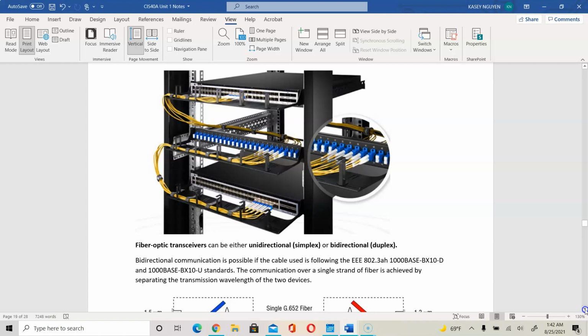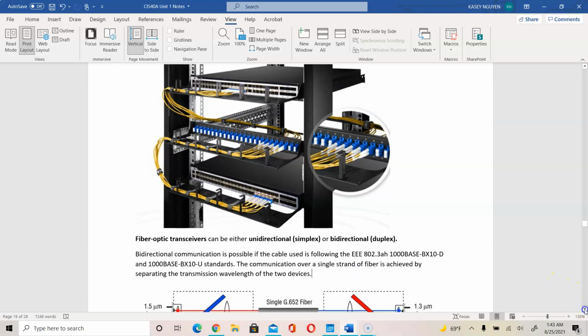So here's a picture of your fiber optic transceivers, and it can be unidirectional or bidirectional. Unidirectional, we call that a simplex, and bidirectional, we would refer to that as a duplex. So here it touches on the characteristics of bidirectional compared to unidirectional.